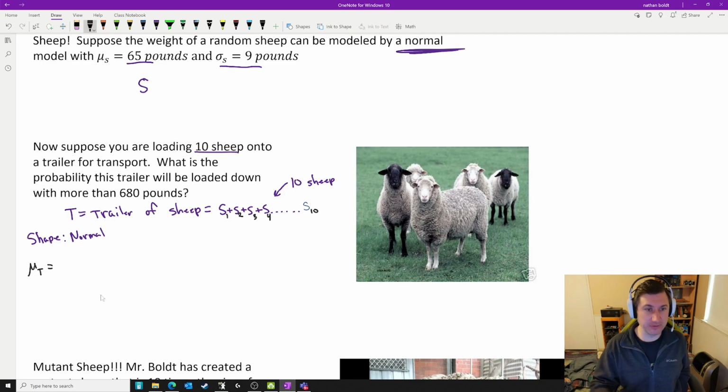So our average, though, is simply 10 of the means, 10 of 65s. So that is just 10 times 65, which is 650 pounds.